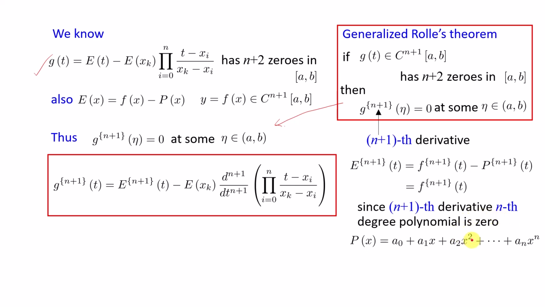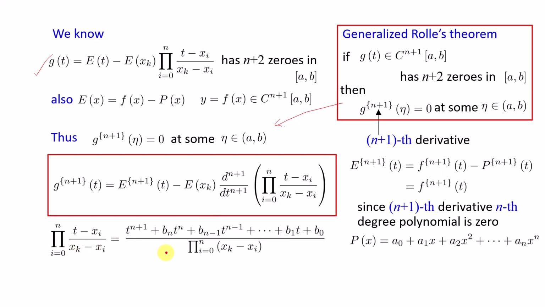Think about it: if I take the first derivative, a0 will be 0. If I take the second derivative, a1x will go down to 0. If I take the third derivative, a2x squared will go down to 0. Similarly, if I take the n plus 1th derivative, then an x to the power n will be 0. So the n plus 1th derivative of p(x) will be 0. That is why p^(n+1)(t) is 0, so e^(n+1)(t) comes down to f^(n+1)(t). All right. On the other side, I have this product of (t minus xi) divided by (xk minus xi).